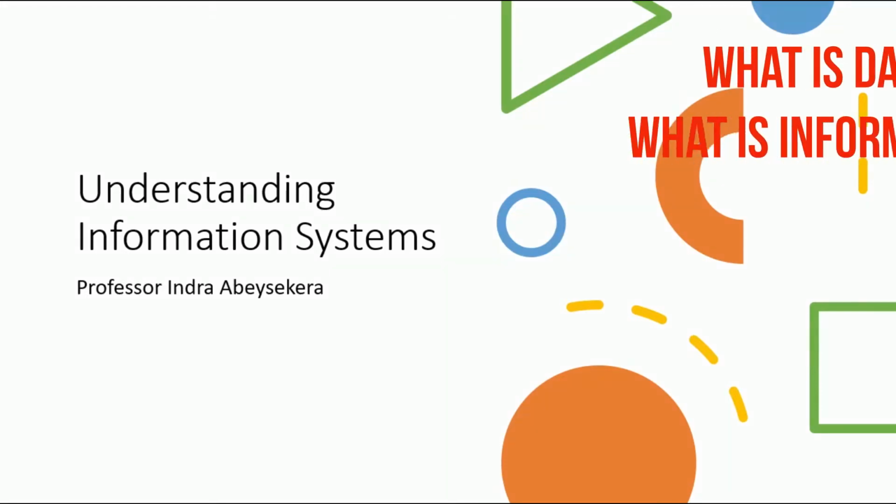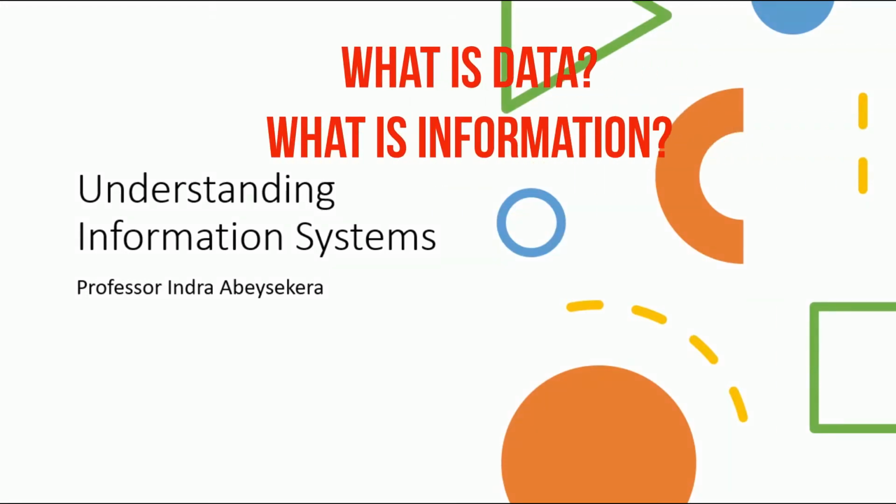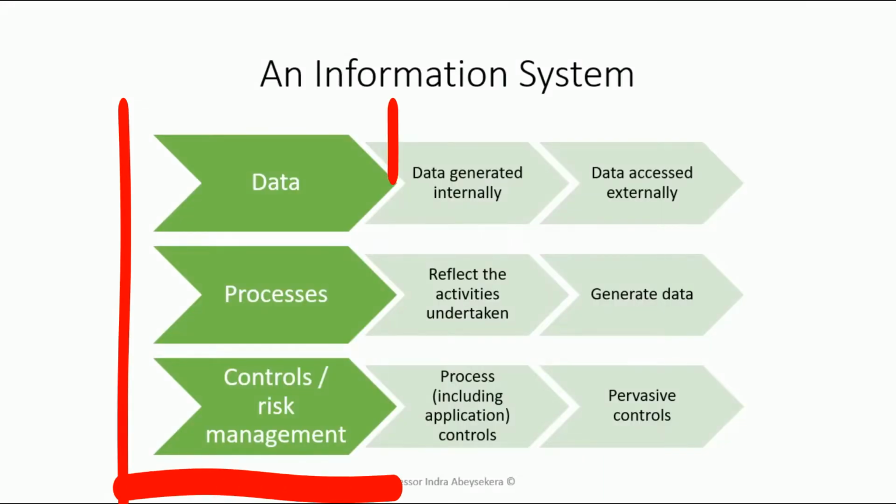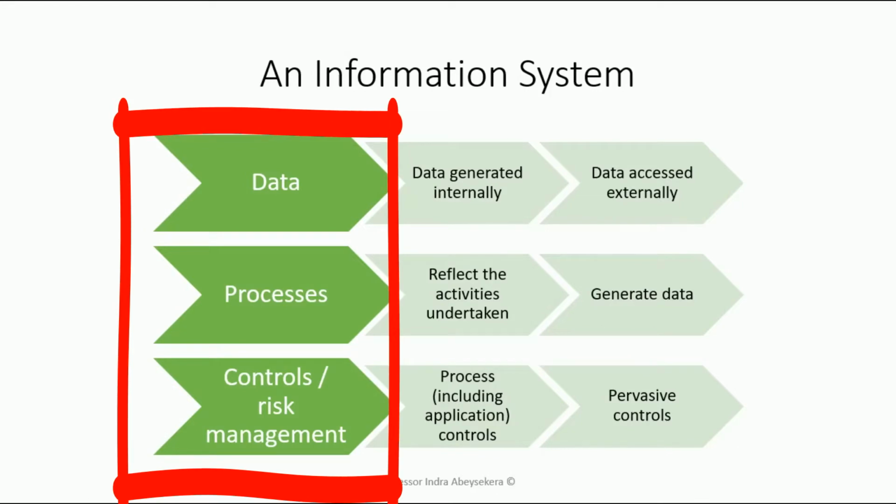I'm Professor Indra Sekra. In this video, I'll give you an understanding of information systems from an accounting perspective. There are three components to an information system. The first one is data, the second are the processes, and the third are the controls. The data are generated internally, and data also could be accessed externally by enterprises.